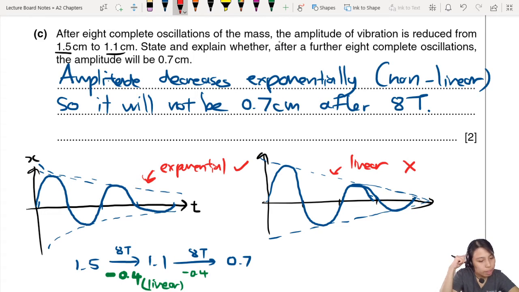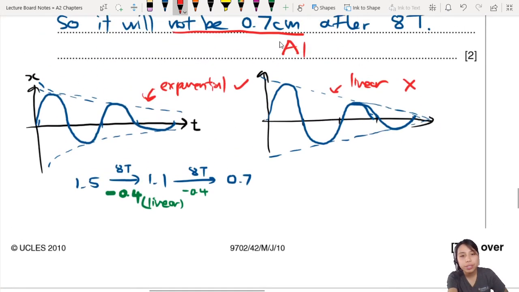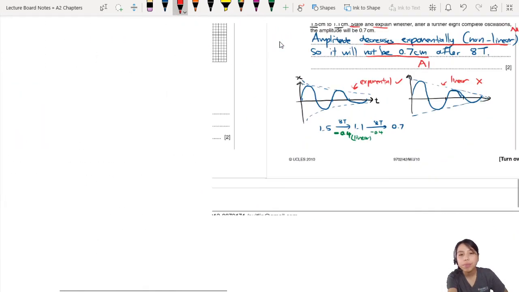So your 2 marks here will be state and explain, right? So 2 marks, you state it will not be 0.7. That's your state part. So that will be your A1. But you need to explain. So in order to get that A1, you have to say, oh, it decreased exponentially, or non-linear. So this is your method mark. Okay, so careful of this part. I think that's the end of this question. Okay. So that's the first one.